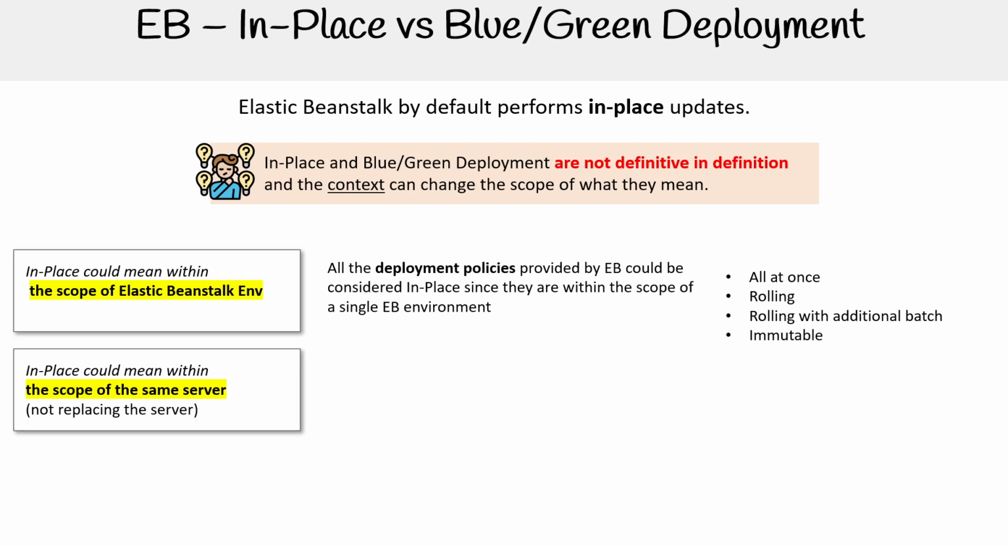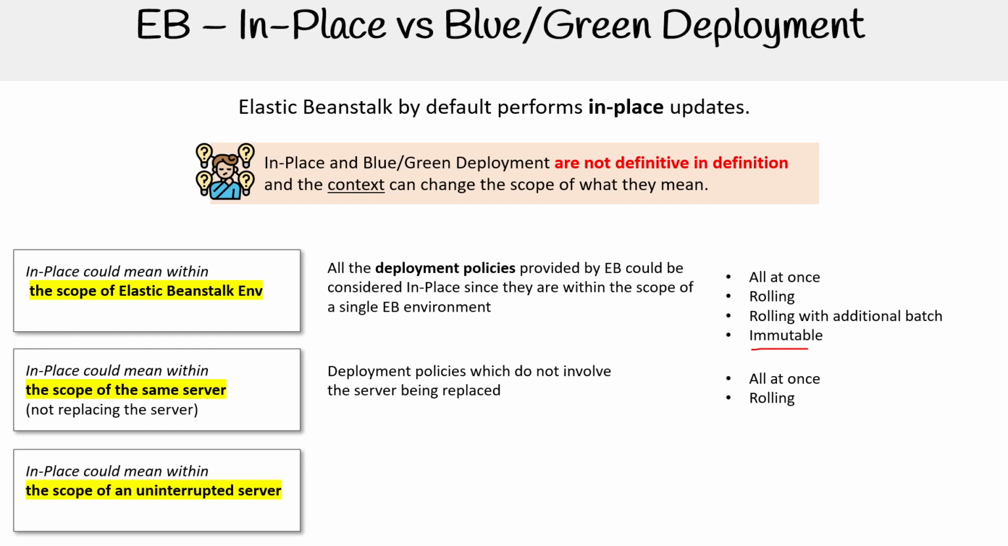If you have to have a new server and switch over, that would make sense there too. Deployment policies which do not involve the server being replaced are all at once and rolling. As long as the server is not being replaced, it would be considered in place. I think I meant up here to list all of the deployment policies. I don't know why the last one's missing, but that's fine.